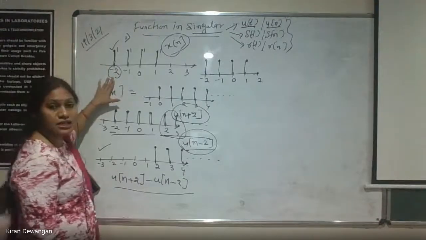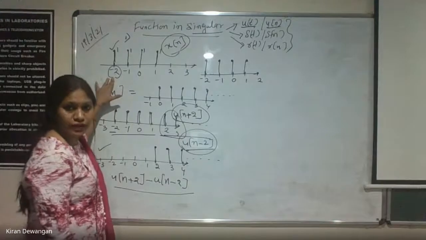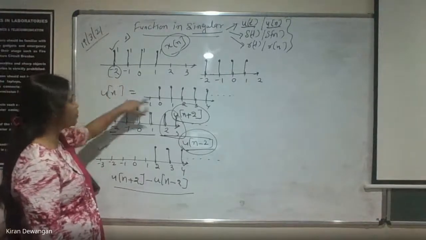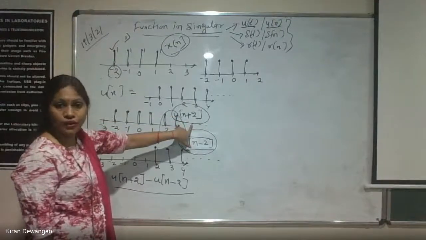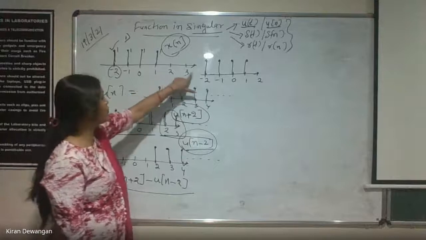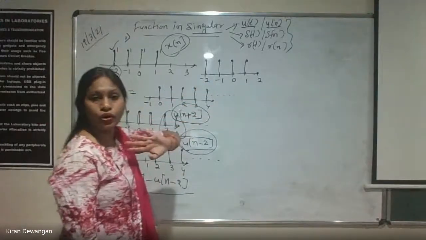This was starting from minus 2. So if we have to write un, जो minus 2 से start हो रहा है, that means it will be u of n plus 2. u of n plus 2 हो जाएगा. Now we know that we don't have any other plot after 1. मतलब 2 से there will be no plot at all.